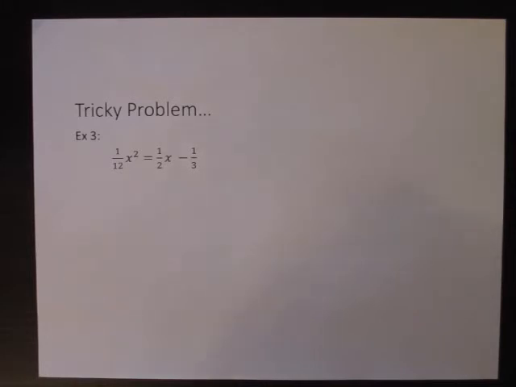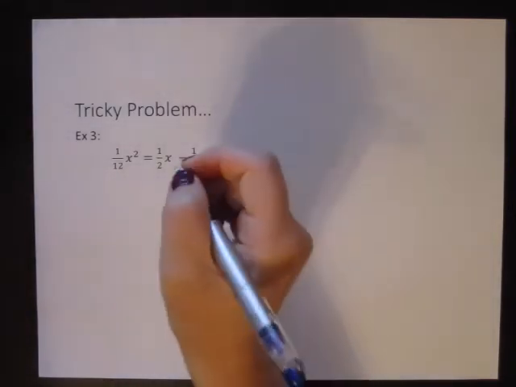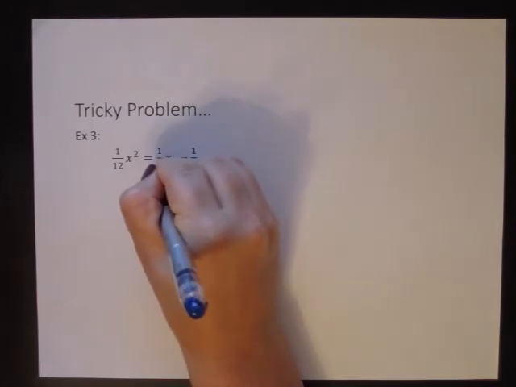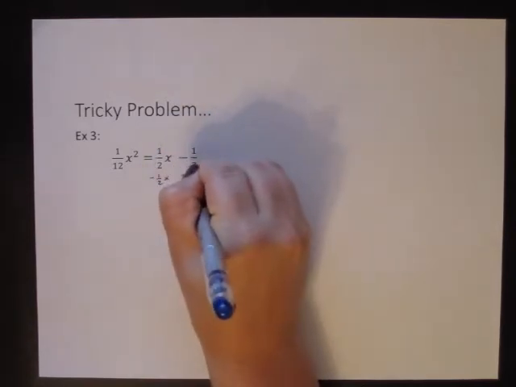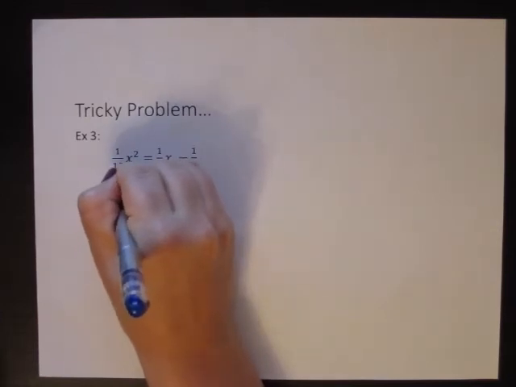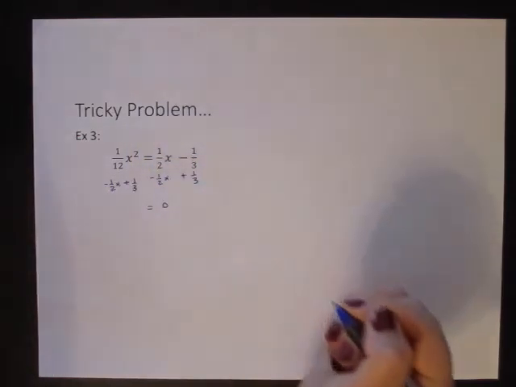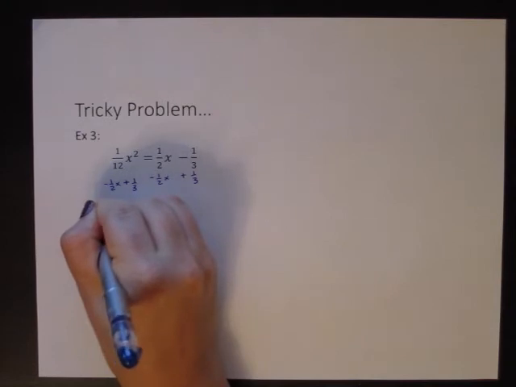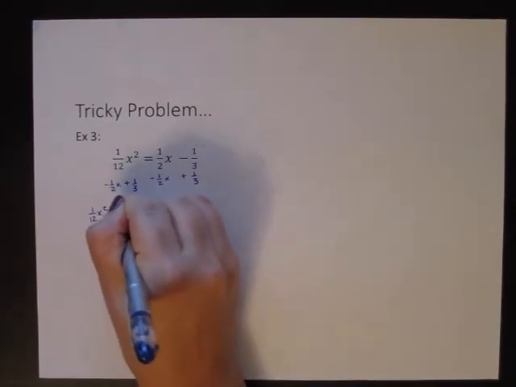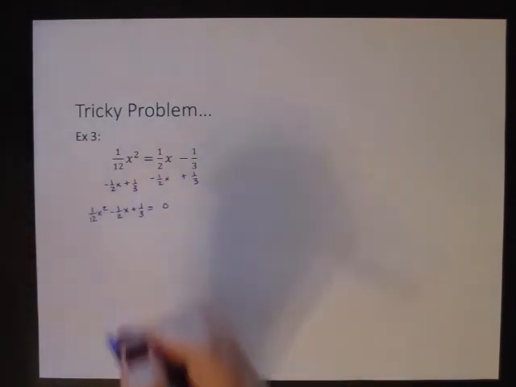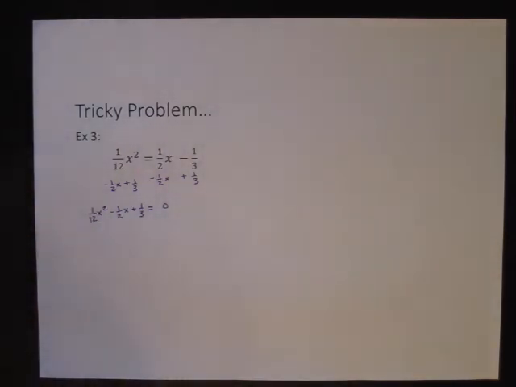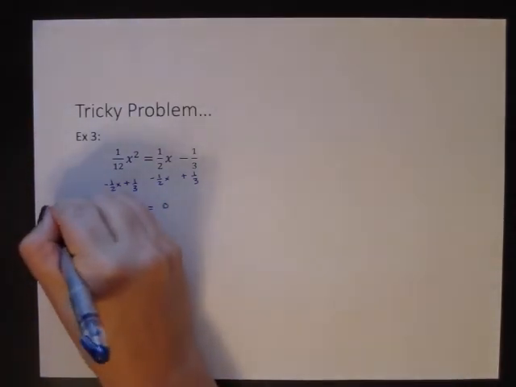So, for consistency's sake, let's go ahead and subtract the 1/2 x and add 1/3 on both sides. Subtract 1/2 x plus 1/3. This one is as hard as it's going to get. So we got 1 over 12x squared minus 1 over 2x plus 1 over 3. Alright, so I want you to pause it. I want you to identify your ABCs, and I want you to go through the process. This one's hard.